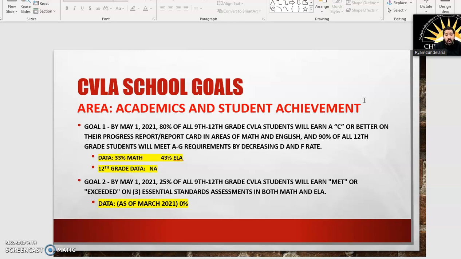The second goal under academics and student achievement is that 25% of all of our high schoolers, 9th through 12th grade, will either meet or exceed our essential standards assessment minimum baselines. And as of right now, none of our students have met or exceeded those essential standards assessments.